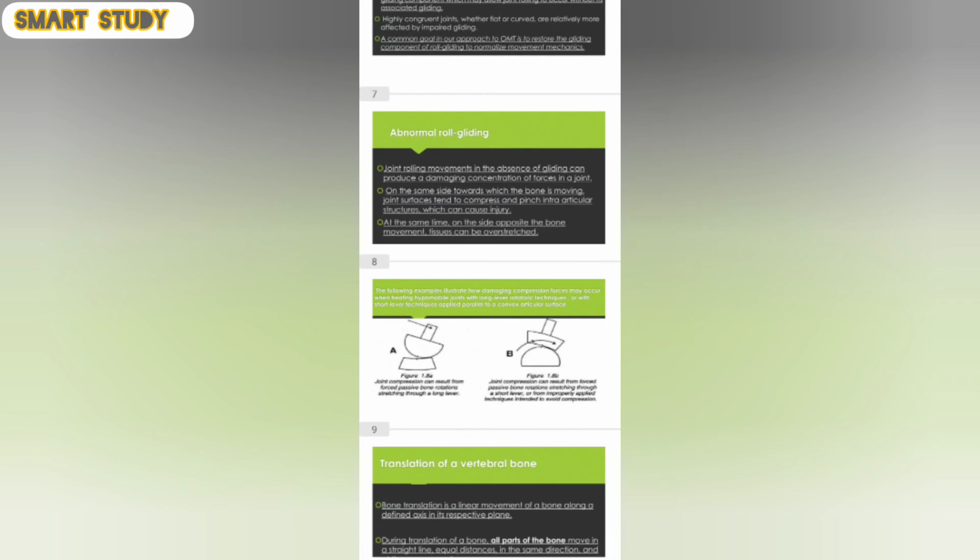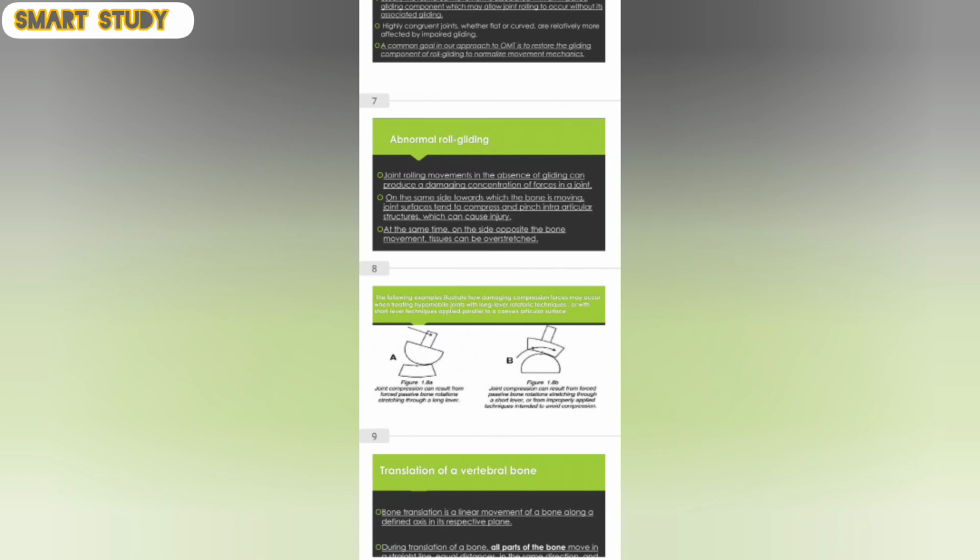In the next slides, we can see two figures which illustrate how damaging compression forces may occur when treating hypermobile joints with long lever rotatory techniques, or with short lever techniques applied parallel to a convex articular surface. The first figure shows that joint compression can result from forced passive bone rotation stretching through a long lever, and the second one through a short lever.